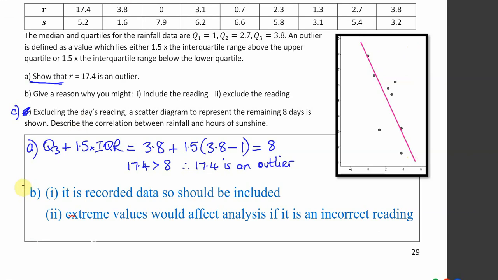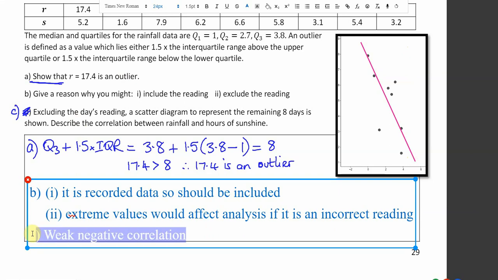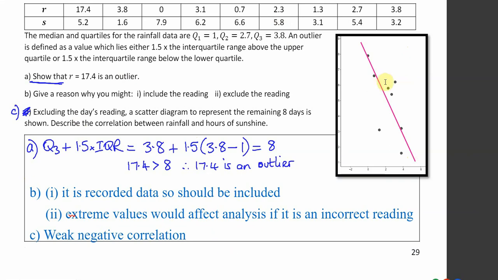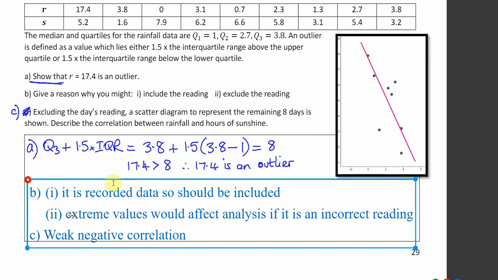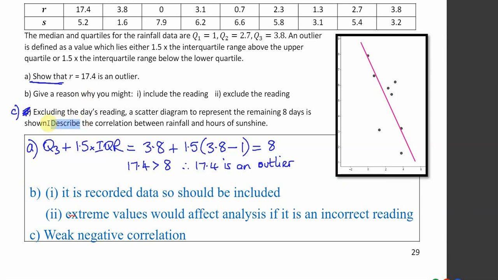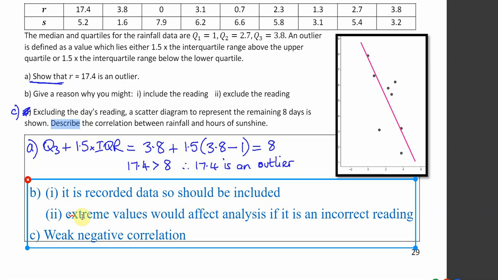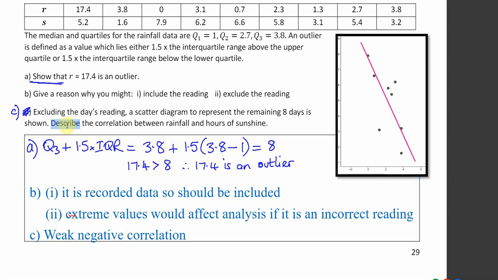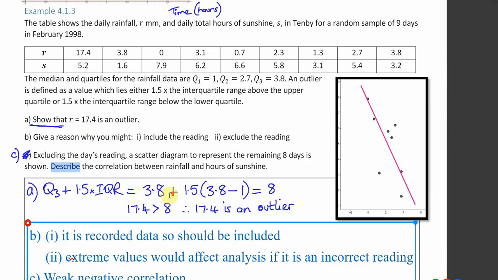And all we need to do is describe it. We don't need to interpret it, we just need to describe it. So weak negative correlation is how I would describe part C. You could even maybe say very weak or moderate weak. It's definitely not strong, and it's definitely negative if there is any correlation at all. So weak negative correlation. Look for the word describe in the question. If it said interpret the correlation, then we'd need to say what does this actually mean. If it said interpret, we'd say as the rainfall increases, the hours of sunshine decreases, or vice versa. That's an interpretation. Okay, that concludes example 4.1.3.